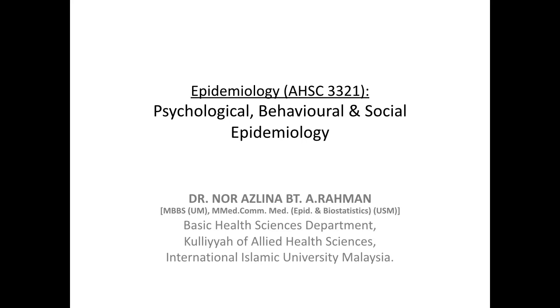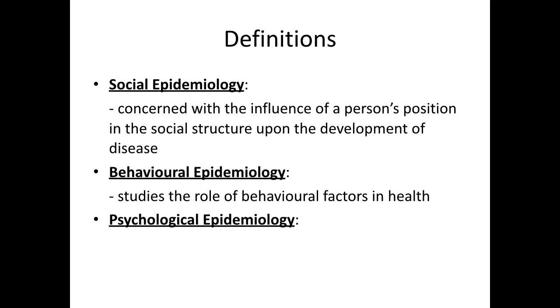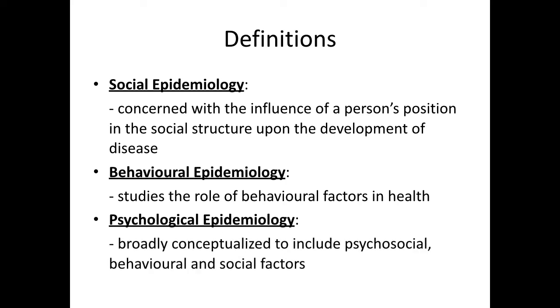This is the second topic for this week's lecture, which is psychological, behavioural and social epidemiology. Here are some definitions of these three different areas of epidemiology: social, behavioural and psychological. When we talk about social, it concerns the influence of a person's position in the social structure upon the development of disease. Behavioural epidemiology studies the role of behavioural factors in health. Psychological epidemiology is broadly conceptualized to include psychosocial, behavioural and social factors.